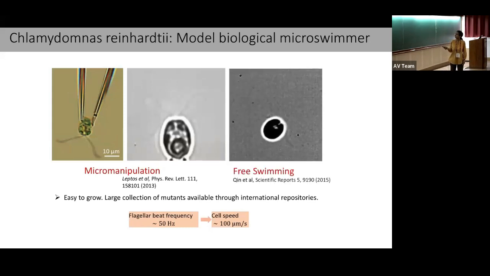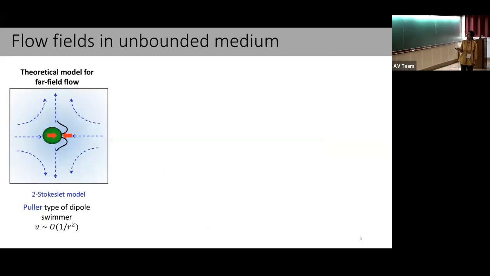If the cell is free swimming, then this is how it moves. Essentially, this synchronous motion of the flagella enables the cell to move forward. This organism is considered a puller type of swimmer, in the sense that it pulls fluid from the back and front and pushes the fluid out from the sides. Essentially, you want to ensure divergence of V0. And this kind of simplistic picture holds true in the far field.